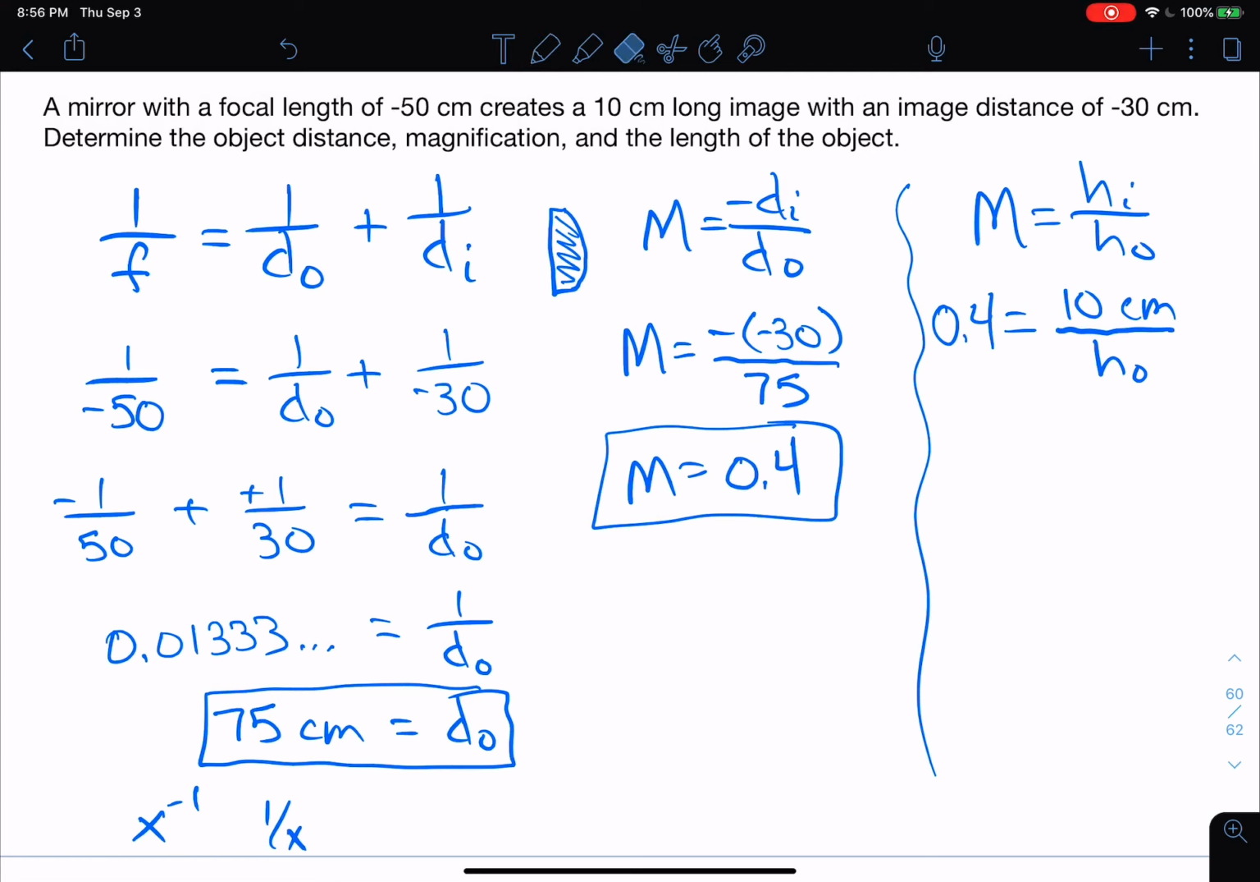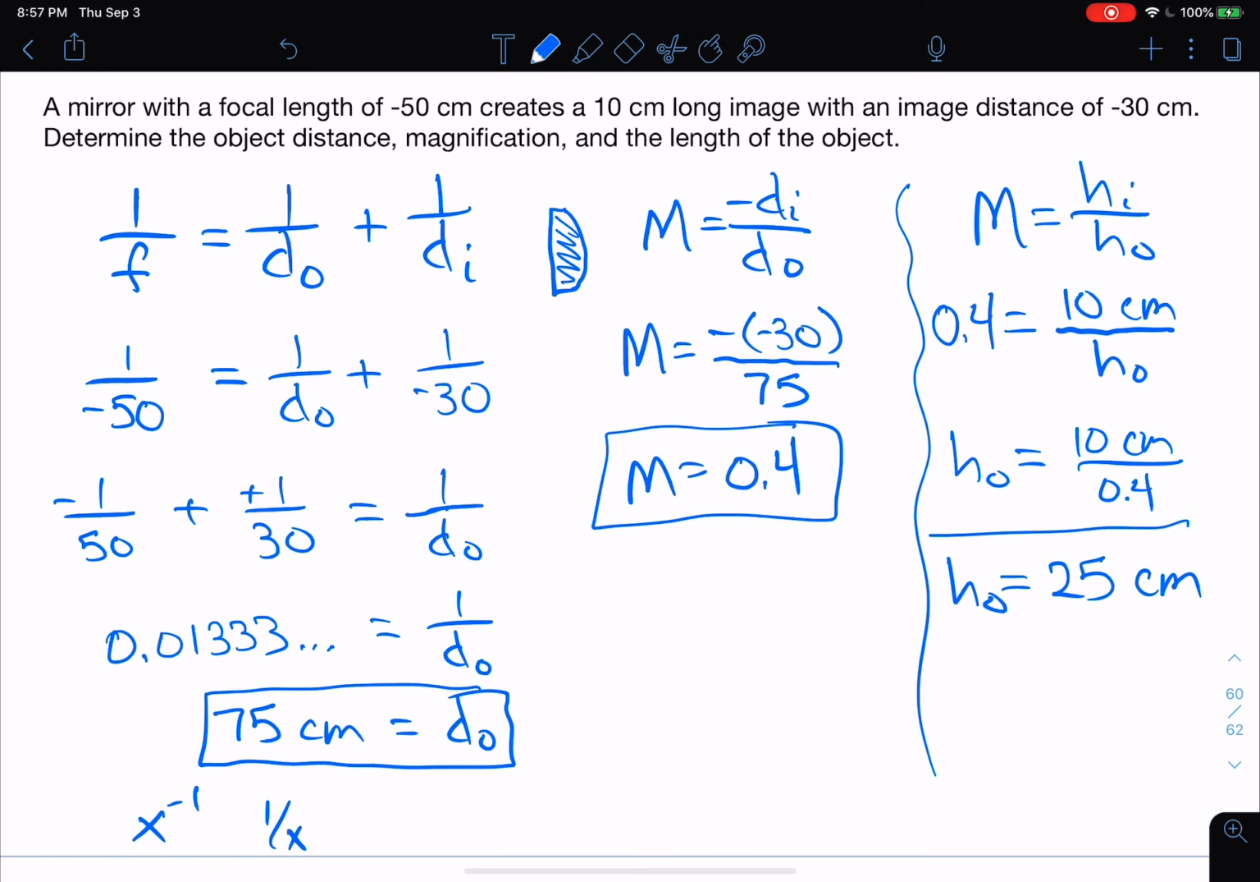So just solving for HO here. The length of the object is going to be 10 centimeters divided by 0.4, and that just works out to be 25 centimeters. And the object height came out positive. It has to come out positive. Again, we're dealing with single optic devices, so our object heights are always going to be positive, just like our object distances. And that's all there is to this.